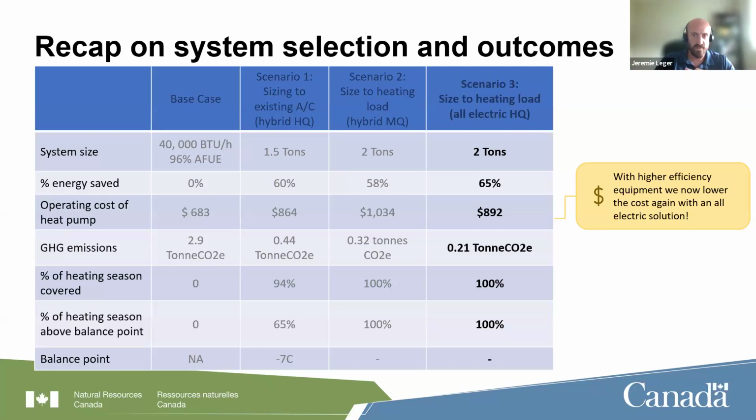But the operating costs would be a bit lower than that scenario 2 heat pump, because we have a slightly better heat pump here, and we'd lower our tons of GHG emissions. So essentially, higher efficiency equipment can matter in this case. It's just over $100 in operating costs a year for picking that slightly better system.